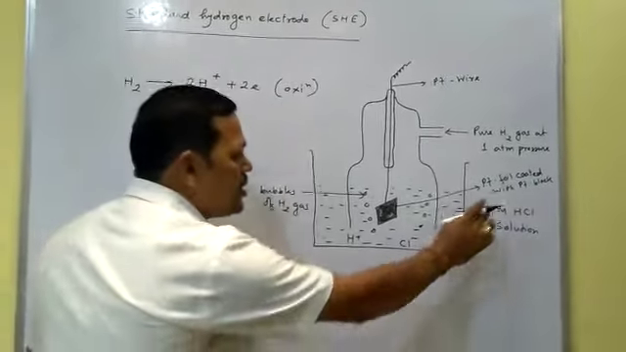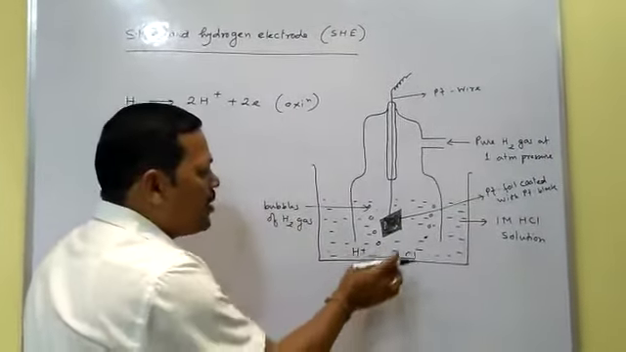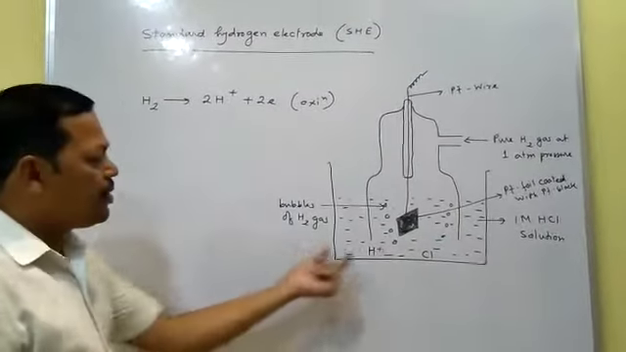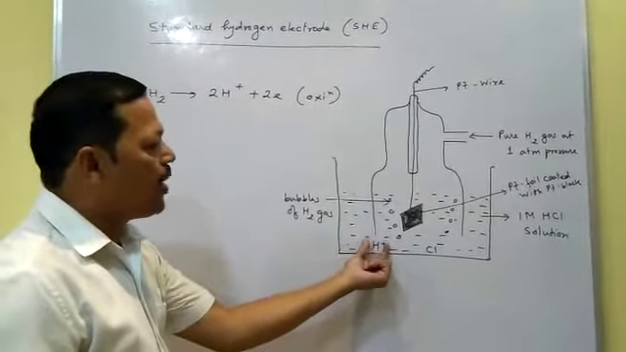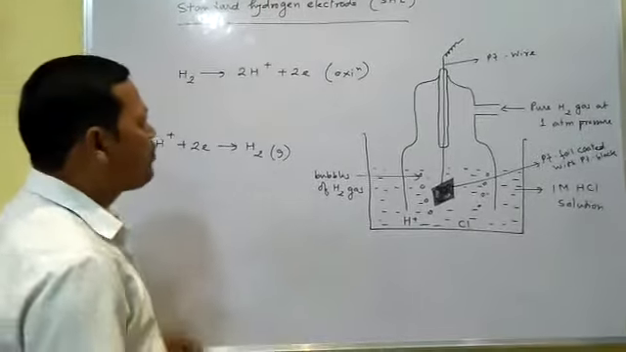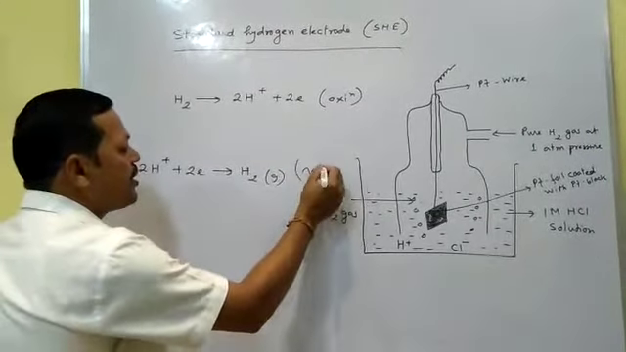Similarly, this is the solution of HCl. The solution contains some H plus ion and Cl minus ion. This H plus ion, which is coming from the HCl solution, will gain 2 electrons, and it will form hydrogen gas also, and that hydrogen gas forms bubbles. You can see I have shown some bubbles. These are the bubbles of hydrogen gas coming from the hydrogen ion. Here reduction takes place.